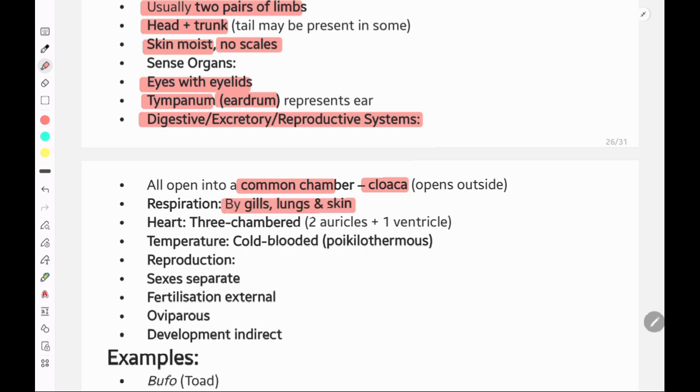Respiration can occur in different ways. In the larval stage there are gills, and in adults lungs and skin. In the adult stage, for example, a frog respires through the skin when it is underwater. Outside water, it respires through the lungs. They have a three chambered heart, two auricles and one ventricle.